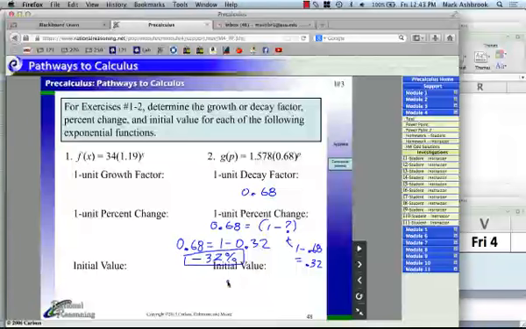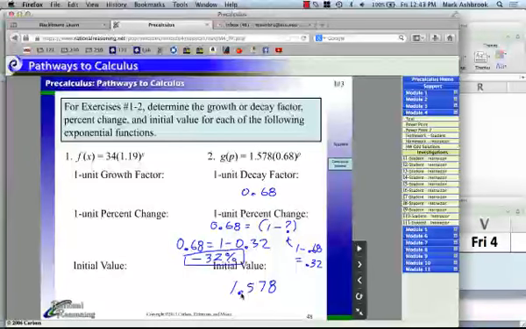Okay, check number 2. Keep working. Check number 2, though. Are we on the same page? Do you get it? Check number 2. So the initial value, that's easy.